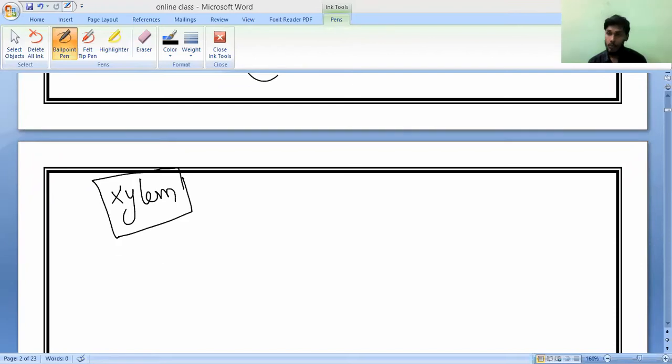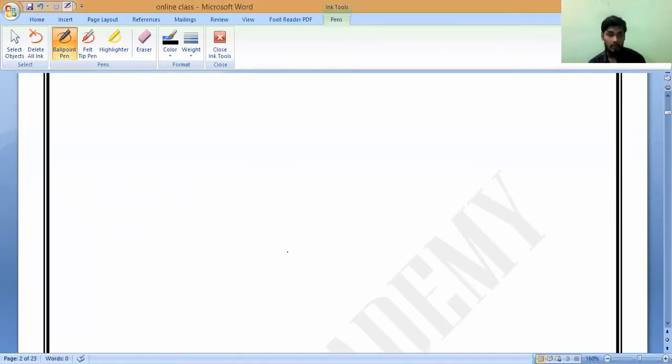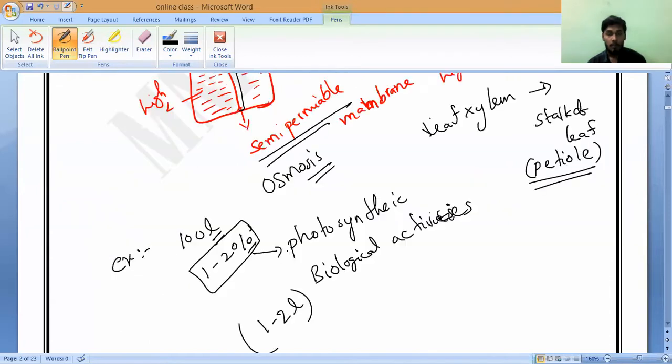Both tracheids and vessels transport water. But in non-flowering plants, what happens? They have both xylem vessels as well as tracheids, but tracheids are the only water-conducting tissues in non-flowering plants. Although all plants have tracheids, only xylem vessels alone transport water in flowering plants. That is what you should remember. This is the mechanism.